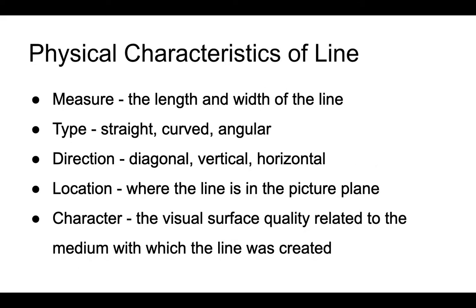When we think about line, there are some physical characteristics that we use to describe lines. The measure of a line is the length and width of the line. The type of line can be straight, curved, or angular, for example. The direction of the line can be diagonal, vertical, horizontal, and everything in between. The location is where the line is located within the picture plane itself. And then the character is the visual surface quality related to the medium with which the line was created.